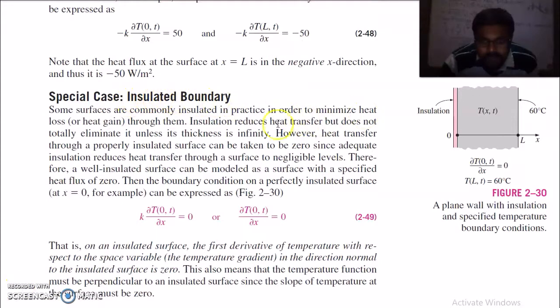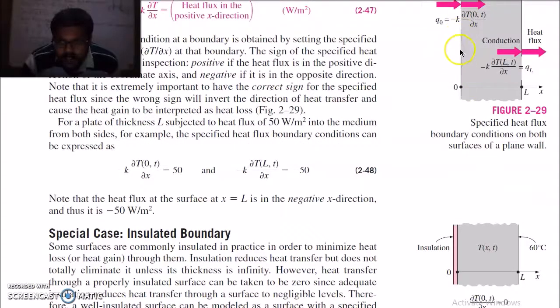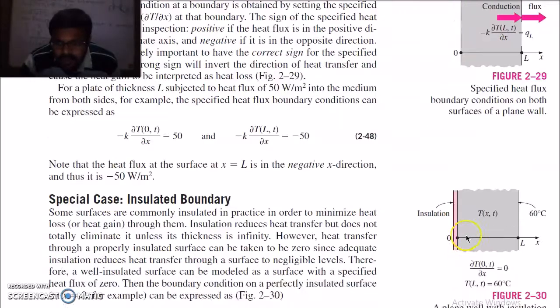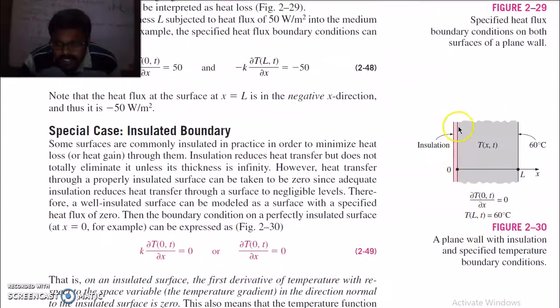Insulated boundary. Suppose in this case we insulate the boundary, then your condition will become this case. This side is insulated, so insulation will make the difference by eliminating the heat flux.